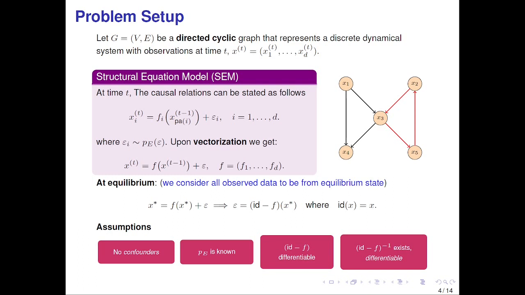In general, it is not always necessary that such an equilibrium state is attained by the system, and hence we make the following assumptions in order to guarantee that the equilibrium is achieved. We start by first assuming that there are no latent confounders, that is, all variables that exert a causal influence are measured, and we also assume that the distribution of the intrinsic noise variables is known up to its family. And finally, we assume that the forward map identity minus f is invertible and that both the forward and the reverse map are differentiable. These assumptions also guarantee that the data likelihood can be computed.